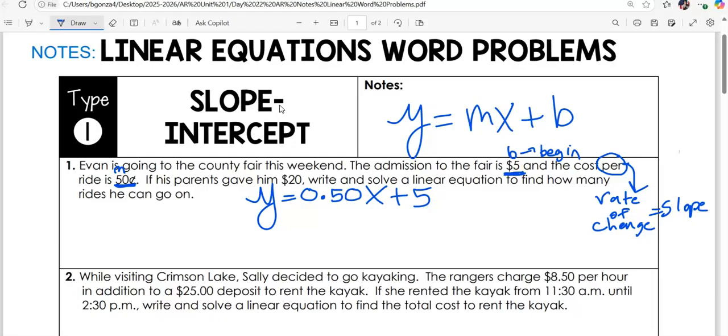Step two, it says if the parent gives them $20, find the solution. How many rides? So here's what you're gonna do. Are you gonna plug in 20 into X or Y? Check it out. I'm gonna spend $20. Do I put 20 in Y or 20 in X? 20 in Y, because X is per ride. $20 is not a ride. So $20 equals 0.50x plus 5.